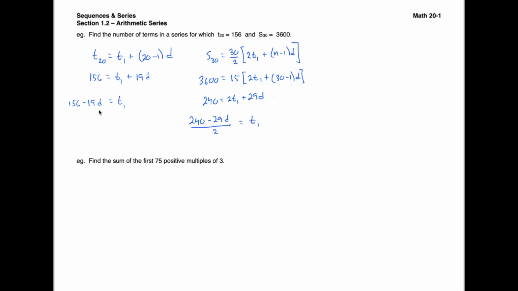So then once I have my two equations isolated for t1, written in terms of d, then I can make those two equations equal to each other. That will allow me to solve for my common difference d, and I can put that common difference back into either one of those equations to resolve for my t1.